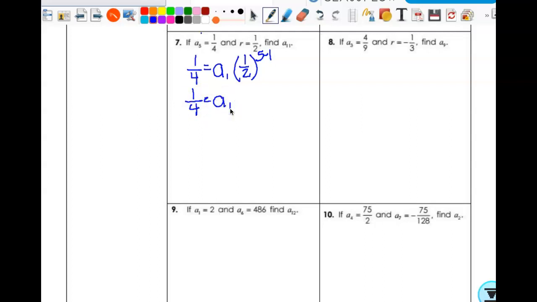So what is 1/2 to the 4th power? 1 over what? 1 over 16? All right, so then how do I find the first term? Multiply both sides by 16? Yes? So what's 16 over 4? 4. So there's my first term. Now you find the 11th term.